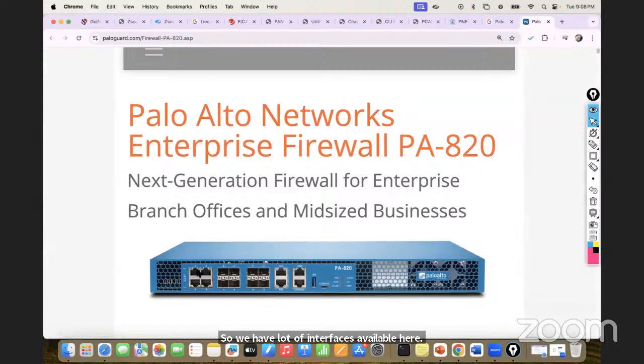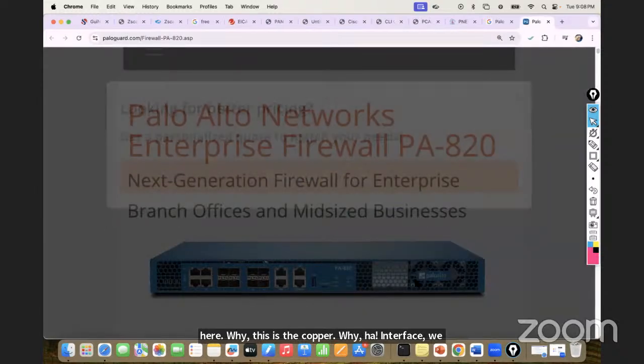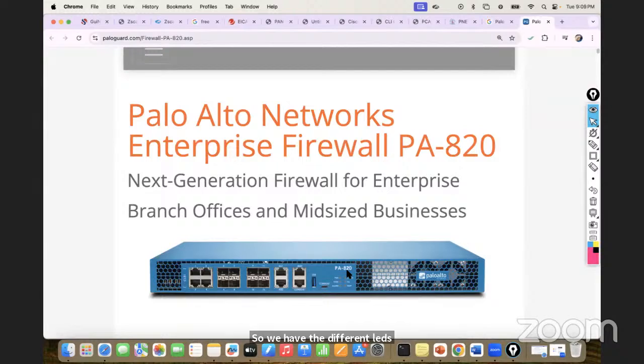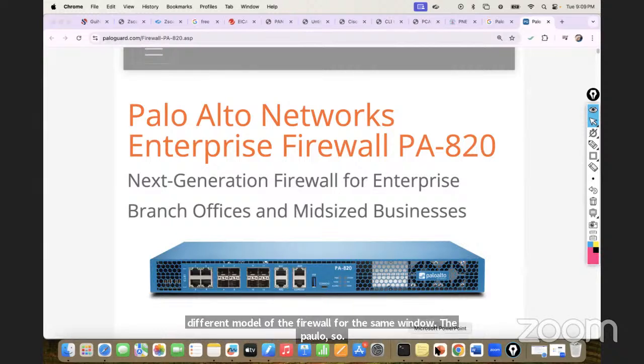So we have to understand why there are so many interfaces here. Why the copper, the fiber, why the HA interface, we have the management interface, we have the USB console. We have the different LEDs as well. This is the Palo Alto model of the firewall. We have different models of the firewall for the same vendor, Palo Alto. That also we have to understand.